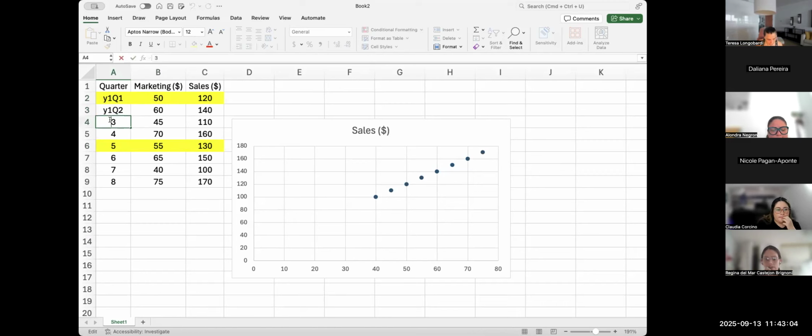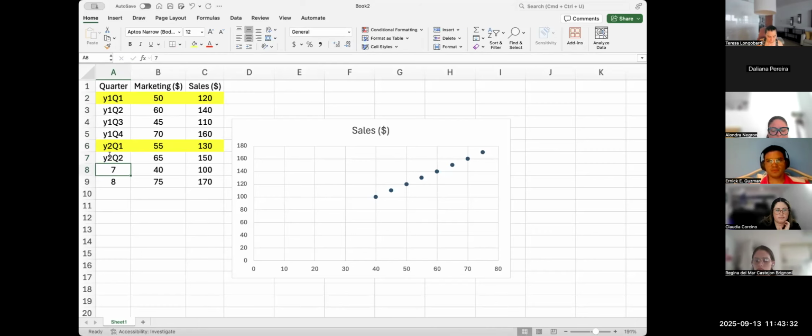And this is year 1, quarter 3. And this is year 1, quarter 4. And then this is year 2, quarter, so it's 5, but it's really quarter 1. And then this is year 2, quarter 2, and year 2, quarter 3, and year 2, quarter 4. Okay, so you're not going to see it in the overall scatter, but you will see if I color these.